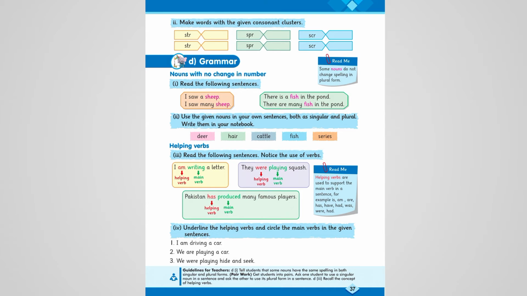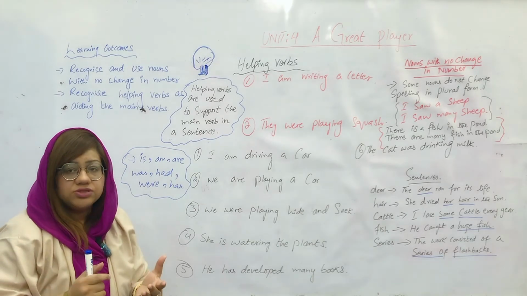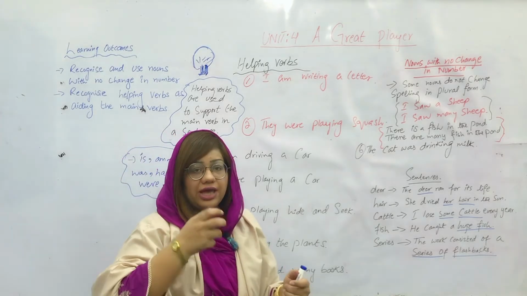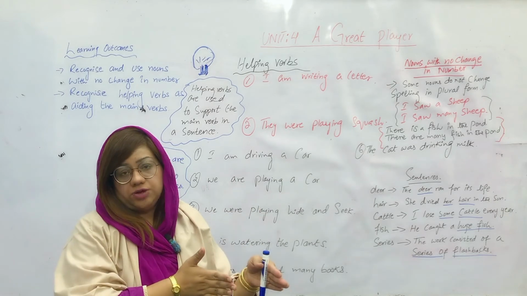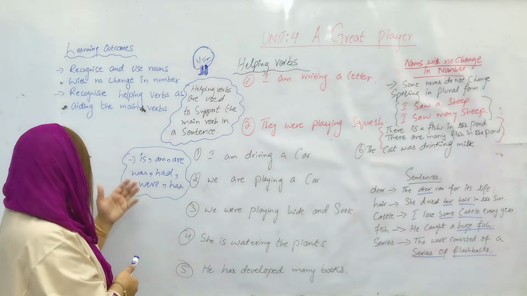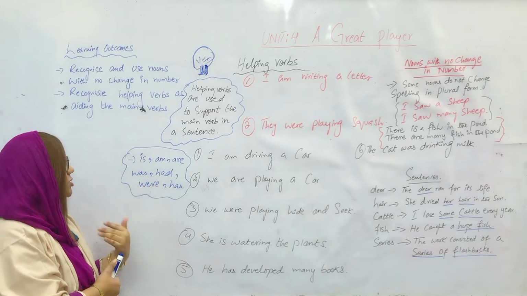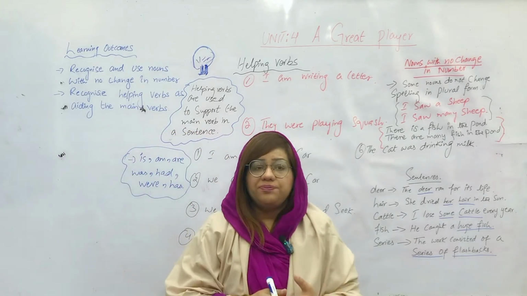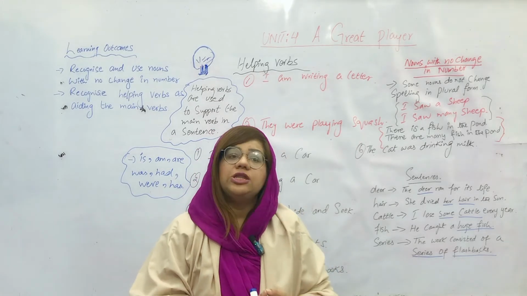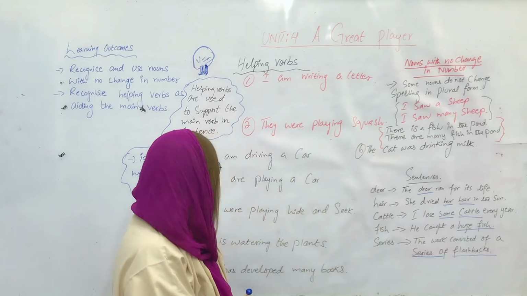What are helping verbs? Helping verbs are used to support the main verb in a sentence. Got an idea about it? They are the verbs that support the main verb. What are these? Is, am, are, was, had, were, has, and so on. There are so many helping verbs that help to support the main verb in any sentence or in any speech form.